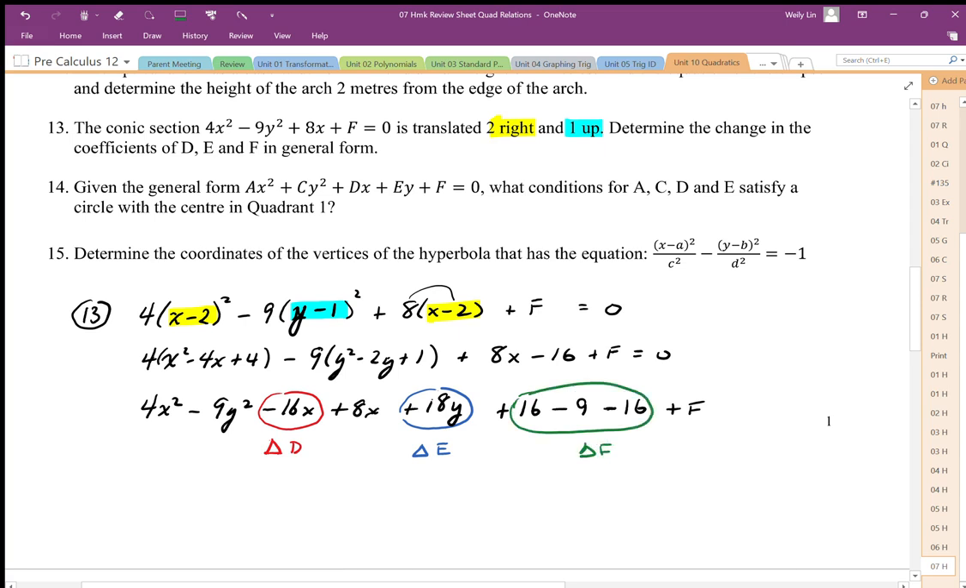So my change in d is equal to negative 16. My change in e, because we went from 0 to 18, is going to be plus 18. And the net change in f, because those 16s will cancel out, is negative 9. Okay, and this should be equal to 0, and that's my new function expanded out.